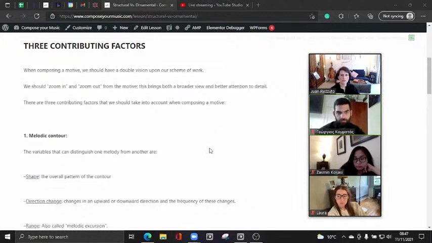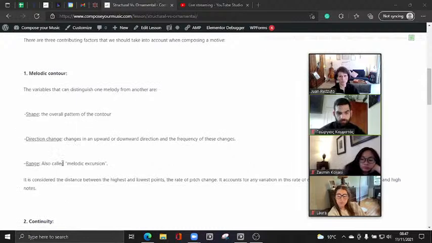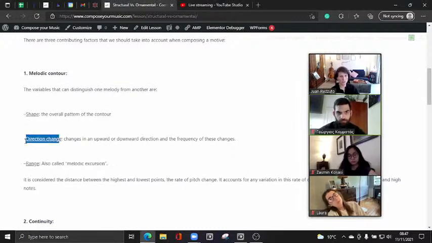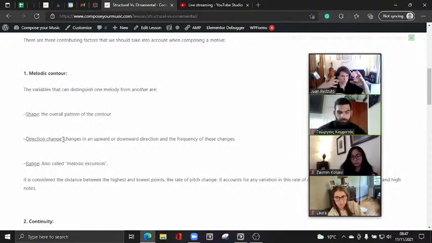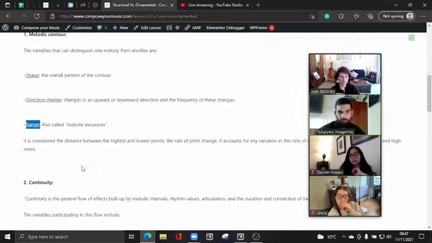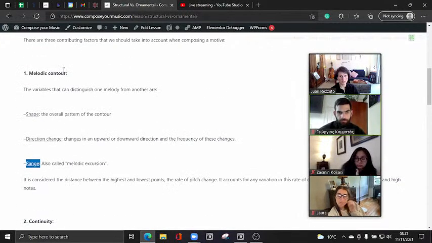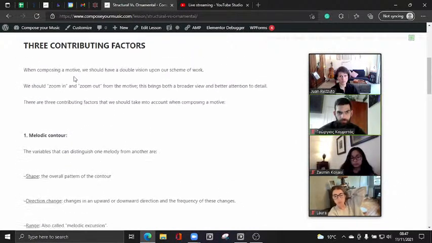So these are the three contributing factors. The shape and the direction change, true direction change, impact the form as well, the structure of the motif, and the range. And this is just one of the three contributing factors.